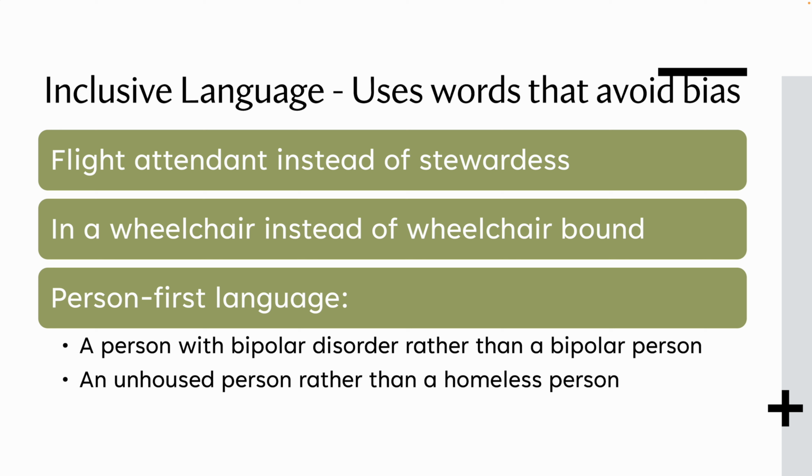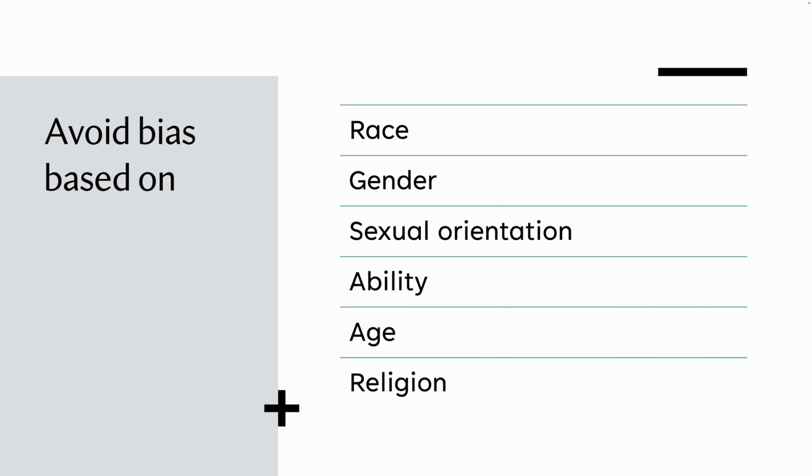So a person with bipolar disorder rather than a bipolar person, because that bipolar person has a lot of other characteristics. An unhoused person rather than a homeless person, right? That homeless person has that negative connotation, homelessness being very negative. Unhoused, however, is a kind of a newer term. I've only really heard it in the last year or so. I don't know if you guys have or not, but we're going to see if that sticks or not, but that's an alternative so that it's not so negative.